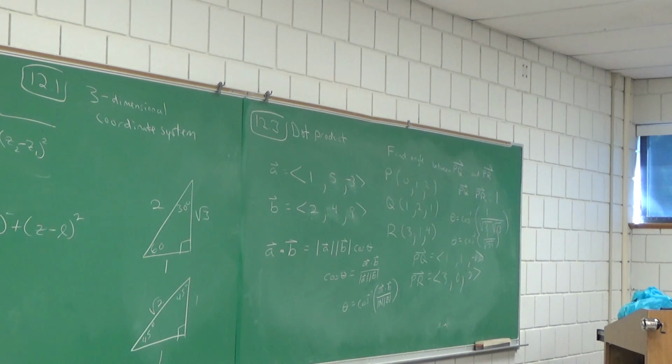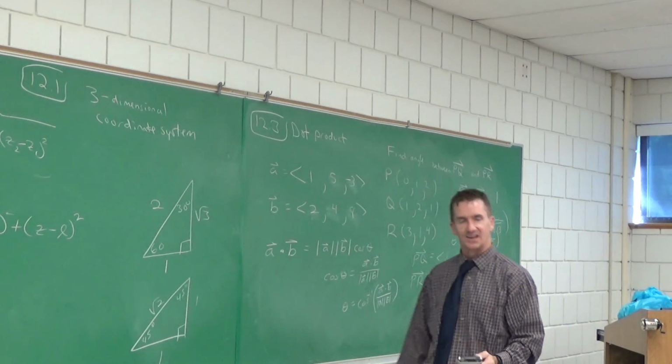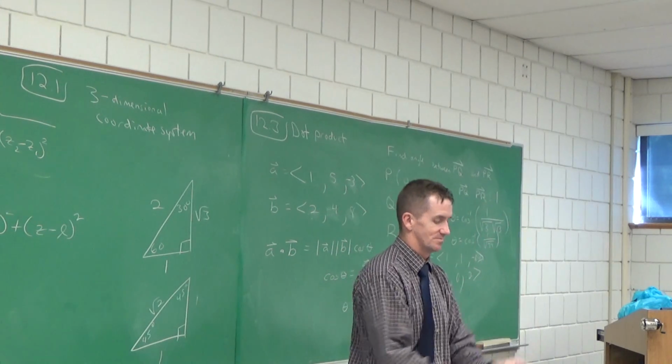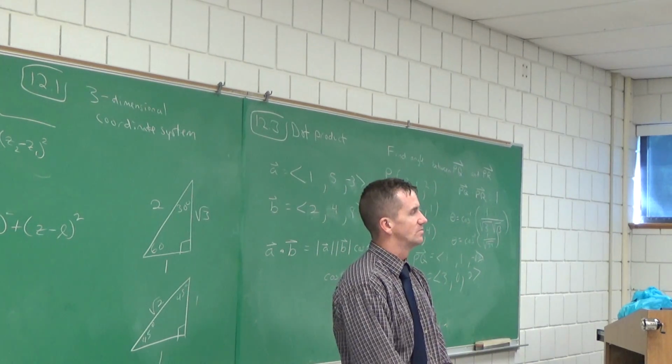Inverse cos, 1 divided by square root of 39. What do y'all get? 80.7. Almost 90 degrees, 80.78 degrees. Wow, they're like three-dimensional space. Isn't that cool?